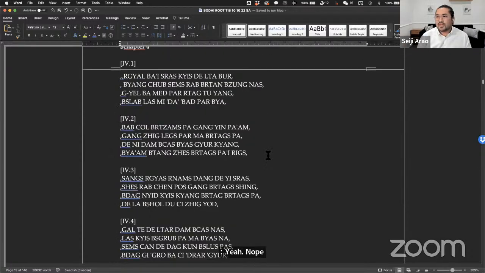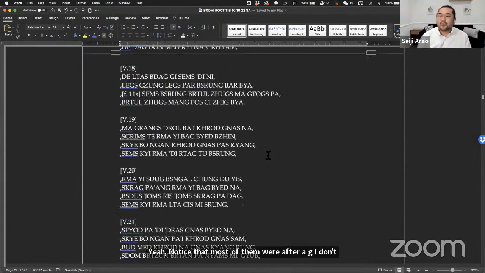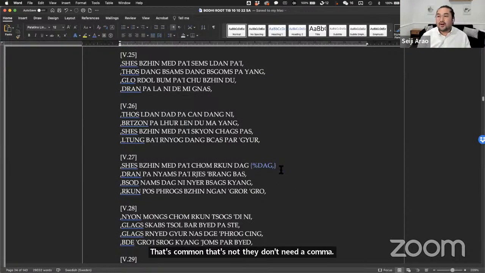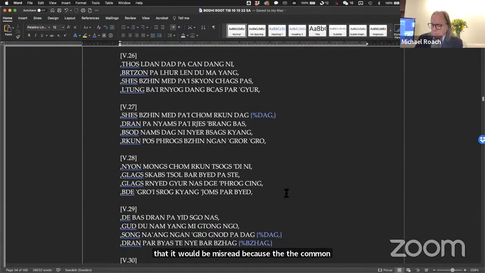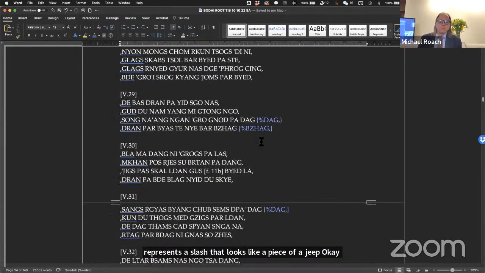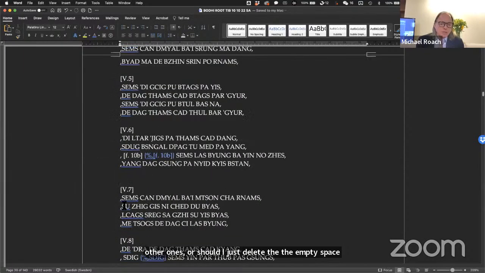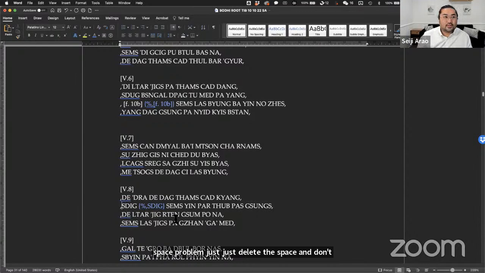I noticed that most of them were after a G. Yeah, you're not supposed to have a comma after a G. That's right, because if you have a comma after a G it would be misread, because the comma represents a slash that looks like a piece of a G. Oh, okay. So I'll eliminate all these ones, but should I leave the other ones or just delete the empty space when it's an empty space problem? Just delete the space and don't leave a correction on the page. Like this? Yep.